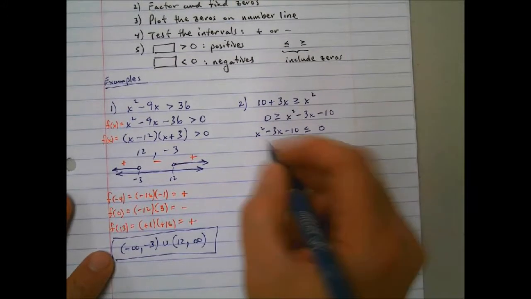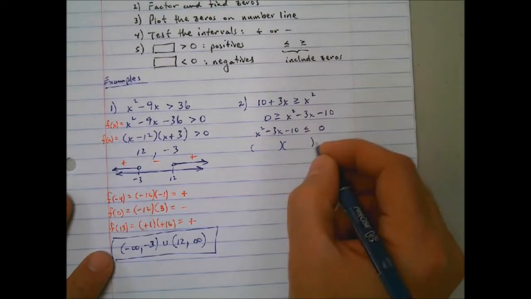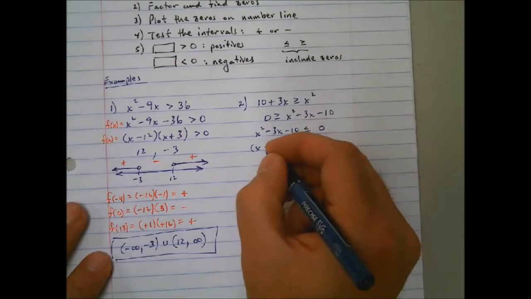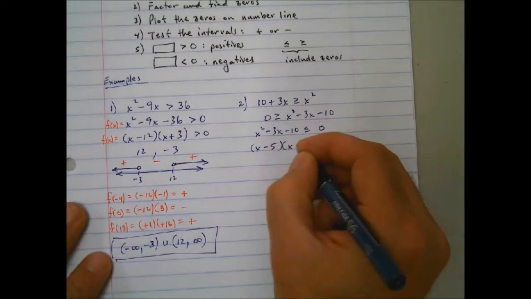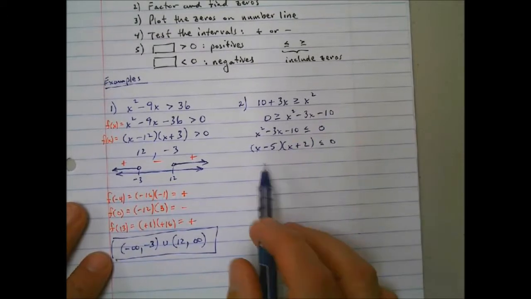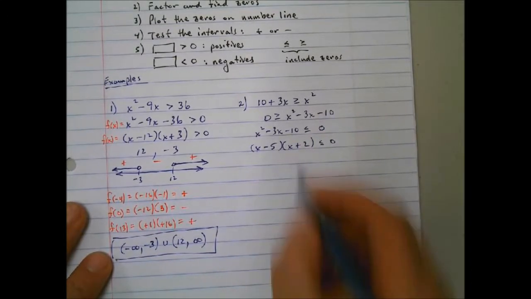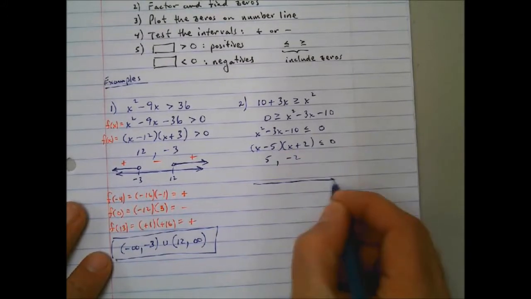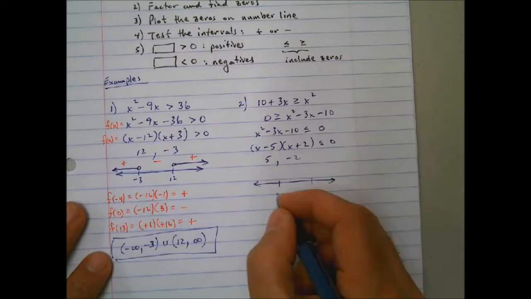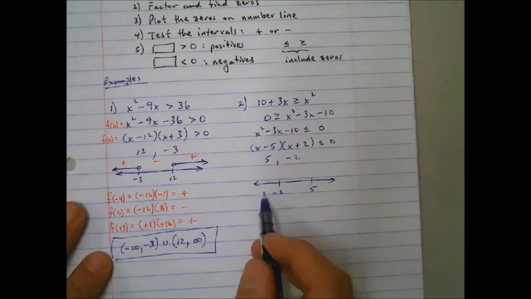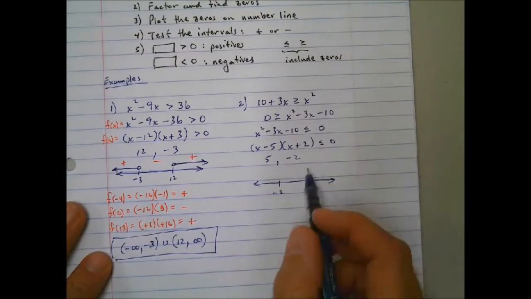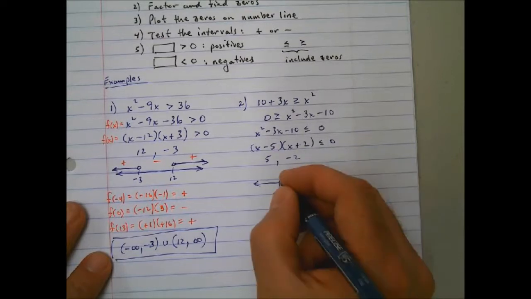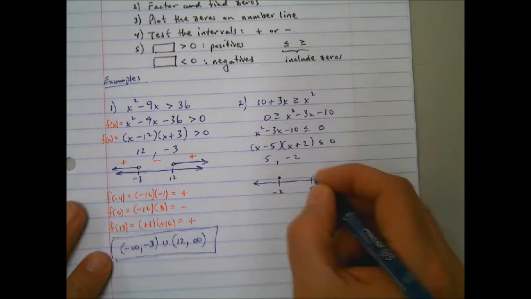Okay, so we can get the critical numbers, the zeros, x minus 5, x plus 2. So zeros are 5 and negative 2. And a number line, negative 2 on the left. Now this time we can equal 0, so the zeros are included.